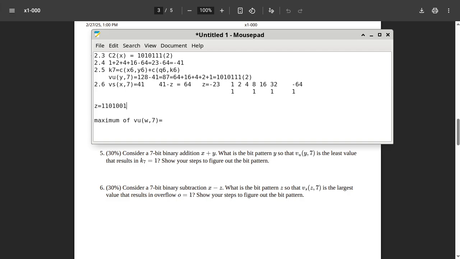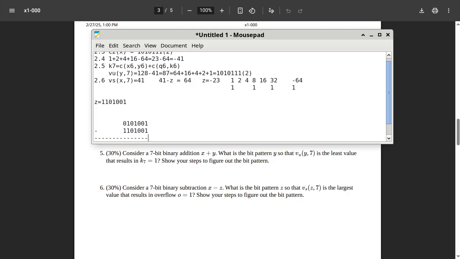So that seems to make sense to me. All right. Well, I don't like things like "it seems to make sense to me," so I'm going to double check. To double check this, we are going to start with x, which is 0, 1, 0, 1, 0, 0, 1. That is x. And we are subtracting z from it. In this case, z is 1, 1, 0, 1, 0, 0, 1. And then we perform the subtraction.